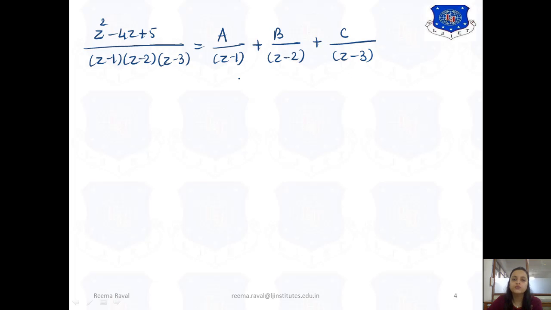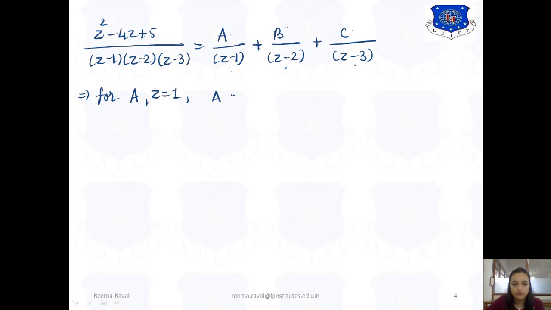Okay. Now to find these three values, first of all we will take z equals 1 to get the value A. Then we will take z equals 2 to get the value B. And then we will take z equals 3 to get the value C. Okay. So now first for value A we are taking z equals 1. So in this term we are placing z equals 1.